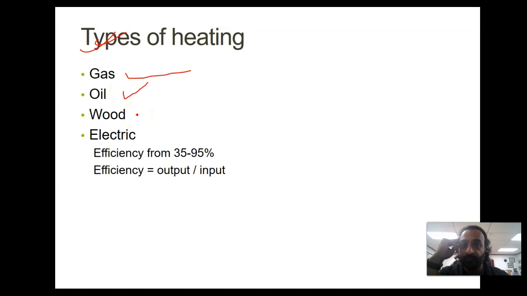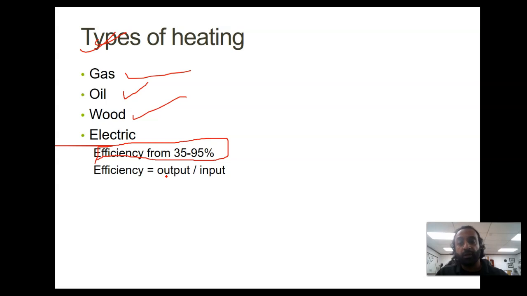Oil is also combustion, and it has advantages and disadvantages over gas. We also have wood, like a wood stove, a pellet stove, or just firewood. Those three are all combustion; we are burning something to get some heat. Then we have electric heat, which can vary from 35% to 95%. What does that mean? For electric, we can use a heat pump, or we can also use a coil. A coil transfers electrical energy into heat energy.